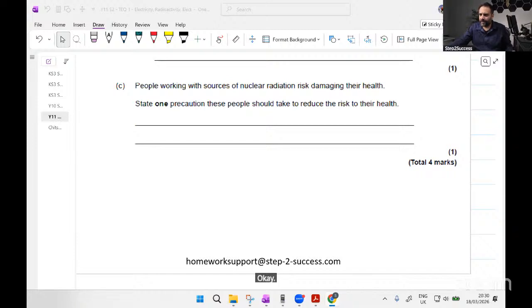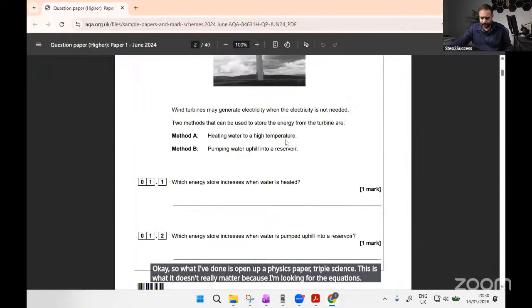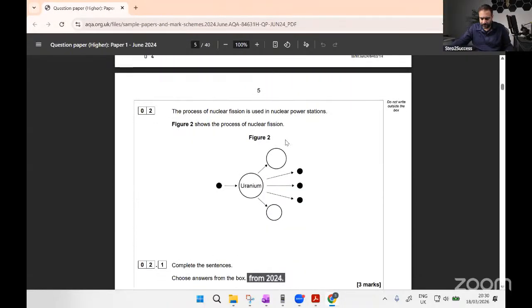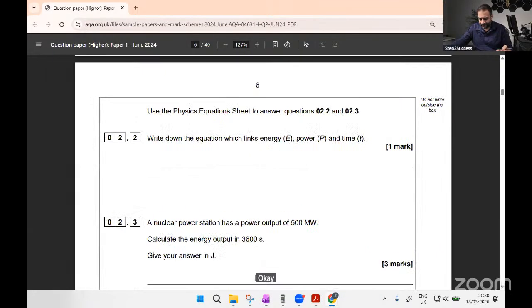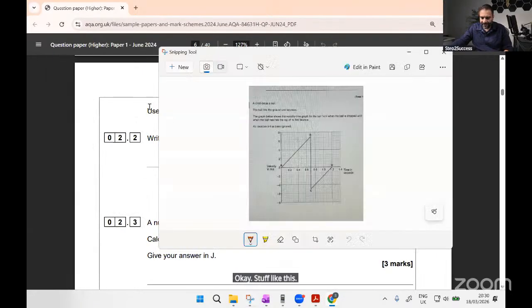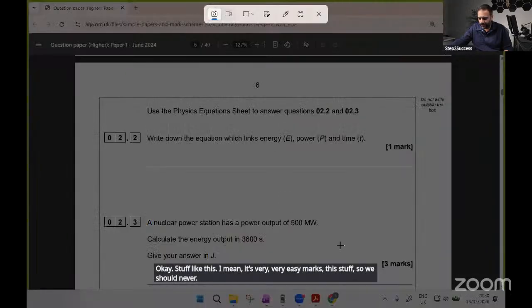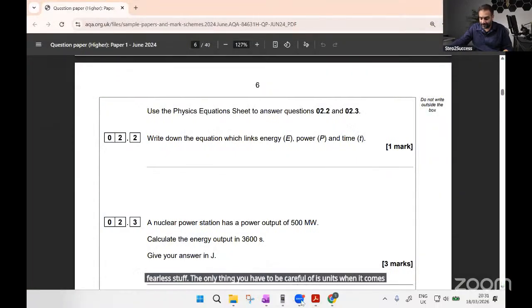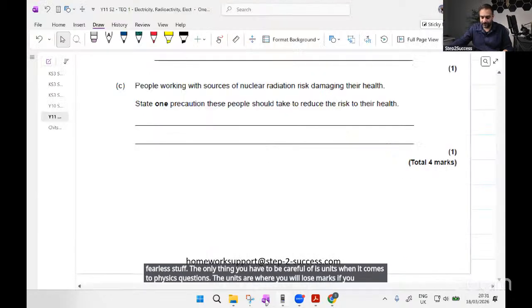Okay, so what I've done is open up a physics paper, triple science this is, but it doesn't really matter because I'm looking for the equations from 2024. Stuff like this is very, very easy marks, so we should never fear this stuff. The only thing you have to be careful of is units when it comes to physics questions. The units are where you will lose marks if you're not careful.